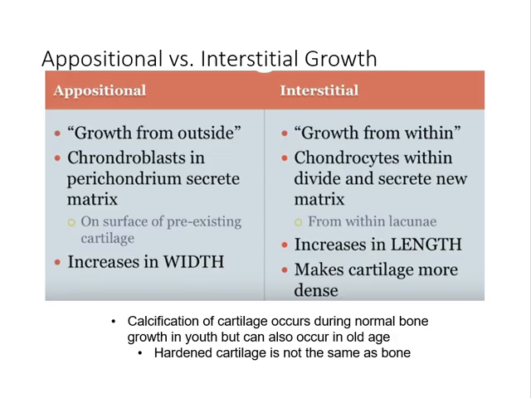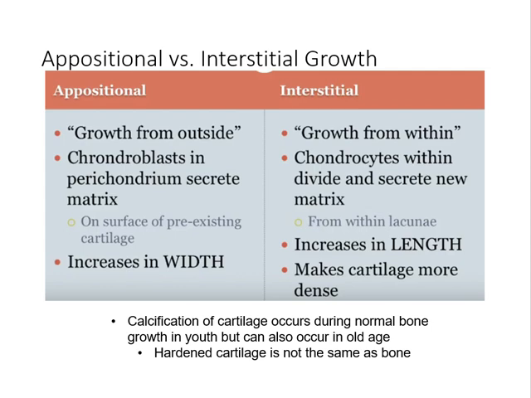Now this chart is going to be a great way to essentially memorize or compare and contrast appositional and interstitial growth. Appositional growth is growth from the outside, and we're going to see this cause mainly an increase in width for cartilage. And as this type of growth continues in bone, it also can cause an increase in width in bone. For interstitial growth, this is growth from within, and it's going to be from within the lacunae. So this increases the length of the cartilage model. And when bone grows similarly, bone grows in length. Now keep in mind we're talking about cartilage, but skeletal growth is similar.